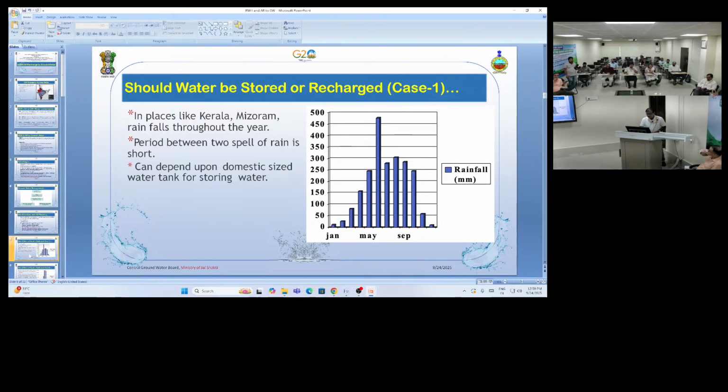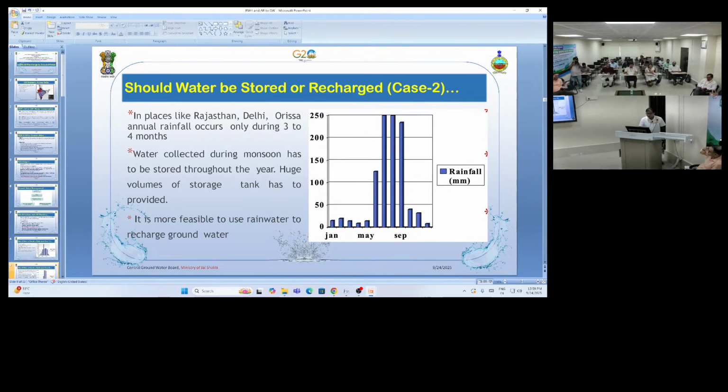But if the scenario changes in the rainfall pattern, say in Rajasthan, Delhi, Odisha, you can see that in most of the period there is almost negligible rainfall, and for a short span of time there is a huge quantum of rainfall. So, within a short span of time, if I give you a huge amount of water, where will you store it? You have limited space in your household. In that sort of case, we will have to think of recharging that water beneath, where there is a huge space available, from where as per our requirement we can take it out and utilize it.